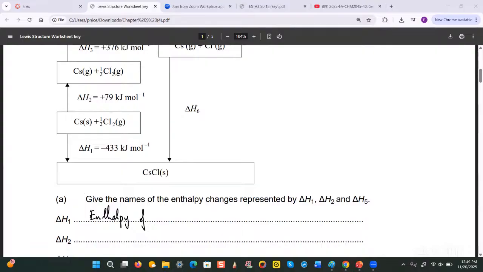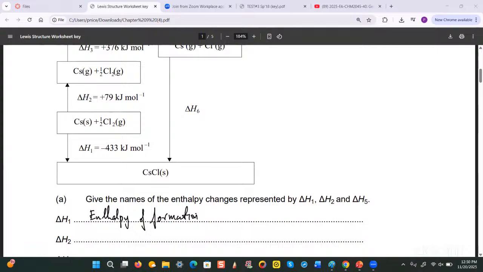Well, nobody remembers? It's called enthalpy of formation. Right, that's the enthalpy change, where 1 mole of a compound, in this case an ionic product, is formed from its elements. All right, under standard conditions, presumably. All right. Okay. What about delta H2?